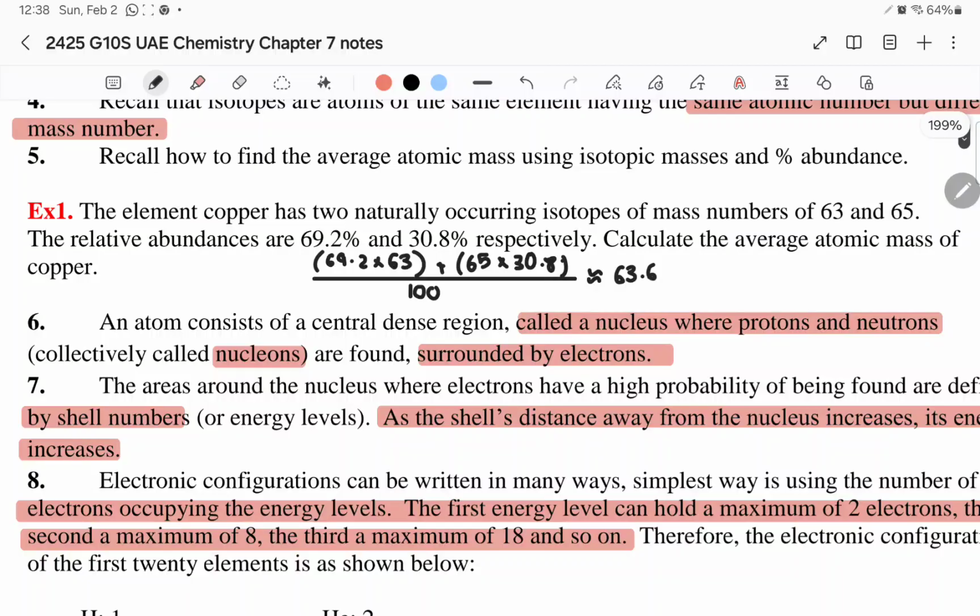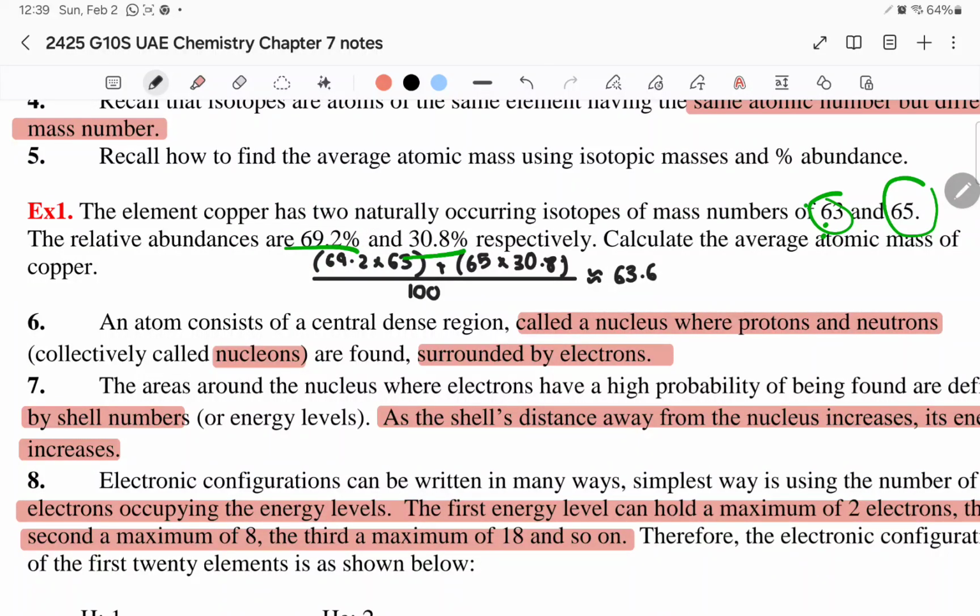The element copper has two naturally occurring isotopes of mass number 63 and 65. The relative abundance is in this ratio. Calculate the average atomic mass. What you need to do is take the isotope mass and multiply it by the percentage of how much it is. So 63 has 69.2%, and 65 has 30.8%. When you add these two numbers up, you should get 100. So this is how much percentage each one is in your sample.